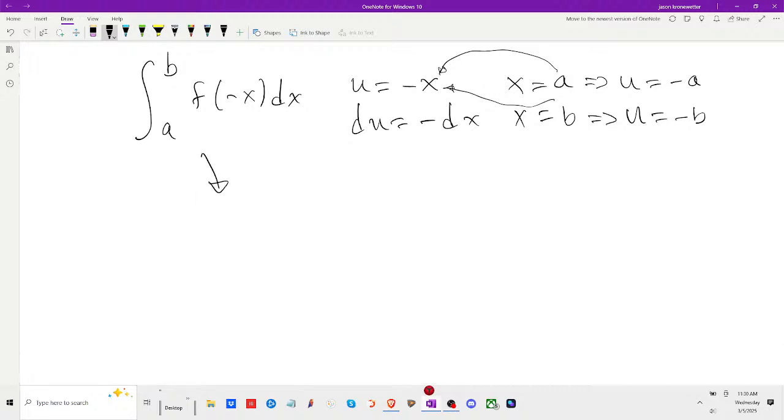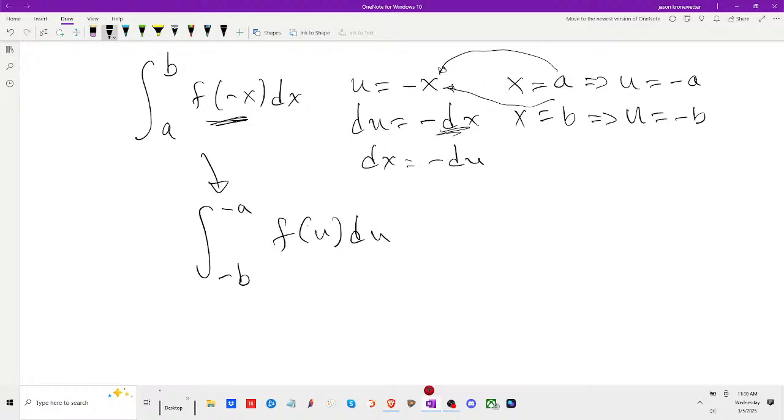So this integral becomes the integral where u is going to go from negative b to negative a. The f of negative x part, well, I've called negative x u, so this is f of u. The dx here is negative du, because if I solve for it here, I'll put the du here and I'll put the negative out front.